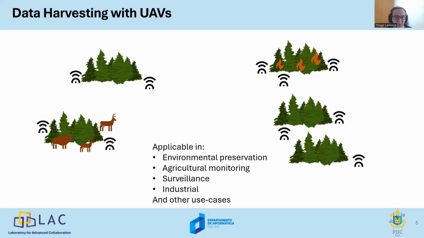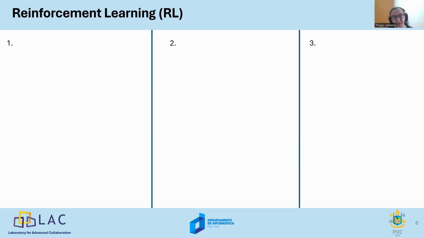It can be applied for environmental preservation, for agricultural monitoring, for surveillance, and for industrial use cases and many others as well. Basically, any use case where we have a hard to access area and we want to get data off of it. So the solution we'll be employing for controlling the swarm of UAVs is reinforcement learning based.